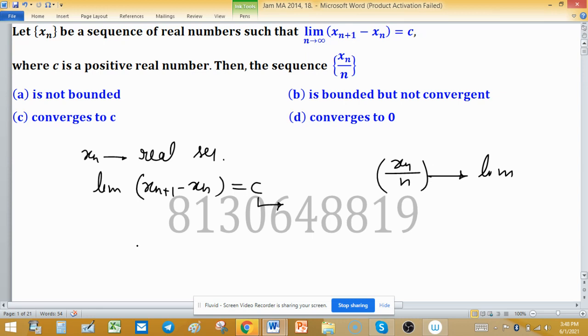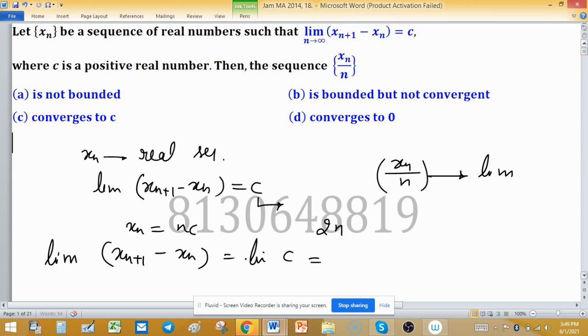So consider a sequence which satisfies the hypothesis. So xn is nc. Otherwise you can choose like 2n, 3n or 4n if you assign the value of c. Then xn plus 1 minus xn will be c, and the limit of a constant sequence is the same, so the limit of this one is c. So this sequence xn equal to nc is satisfying the given hypothesis, and its limit also exists.